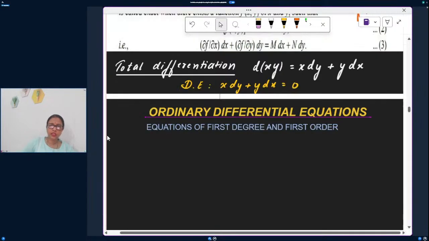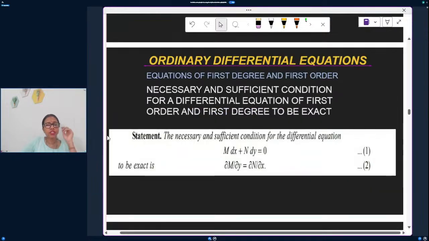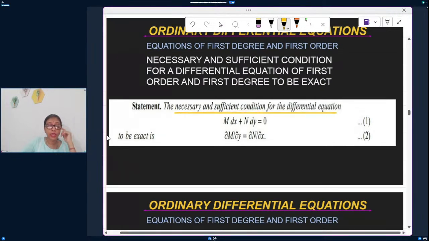So this is the condition. The necessary and sufficient condition for this differential equation to be exact is: del m by del y is equal to del n by del x. Make sure to make the correct comparison with the differential equation. The one with the dx is m, the one with the dy is n. If del m by del y is del n by del x, then you say it is an exact differential equation. Now you do not have to find that f. Okay. So what is the solution?